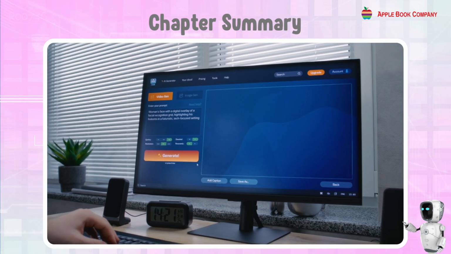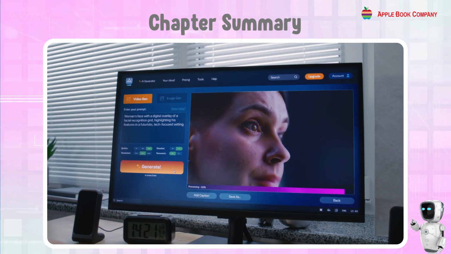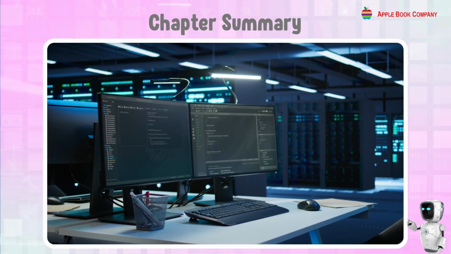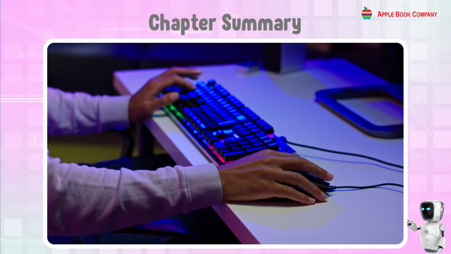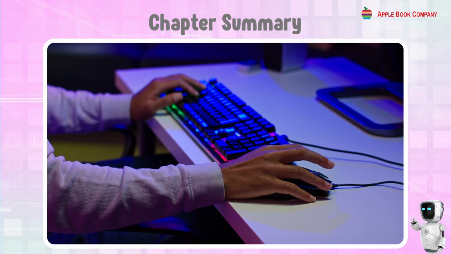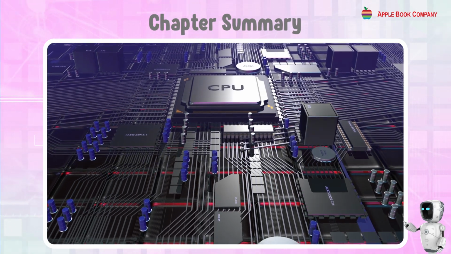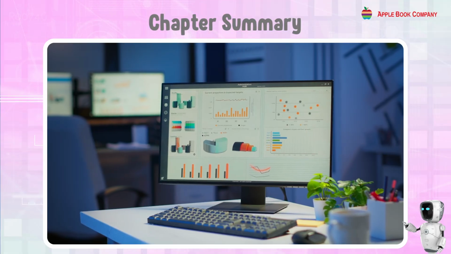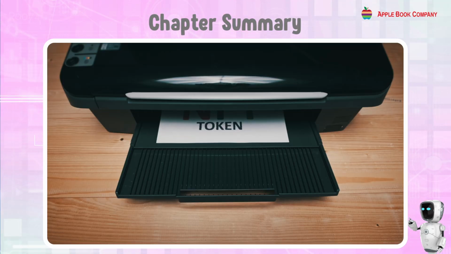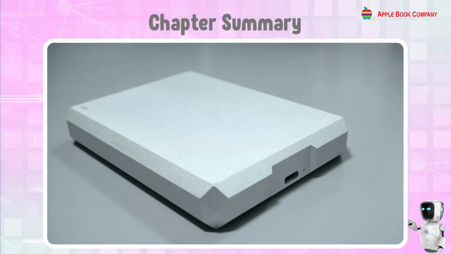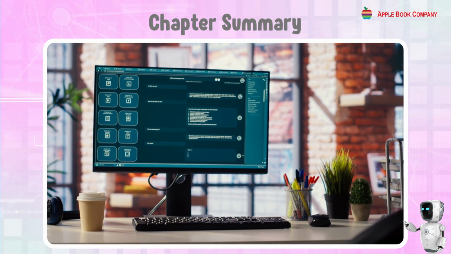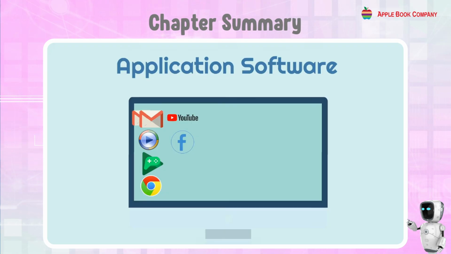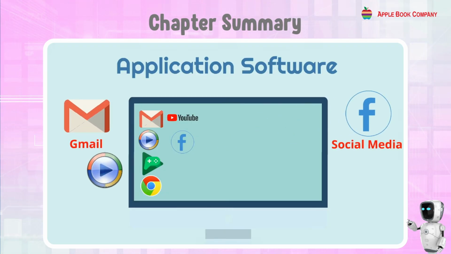Now let's summarize the chapter. A computer system includes both hardware and software. Hardware is the physical part of a computer that you can see and touch. Input devices like keyboard and mouse help us give data to the computer. The CPU is the main processing device in a computer. Output devices like monitors and printers show us the computer results. Storage devices like hard disks and pen drives keep our data safe. Software includes system software and application software. We cannot see or touch the software.